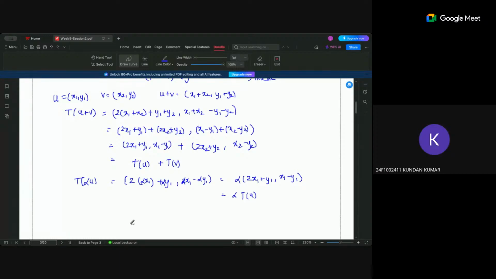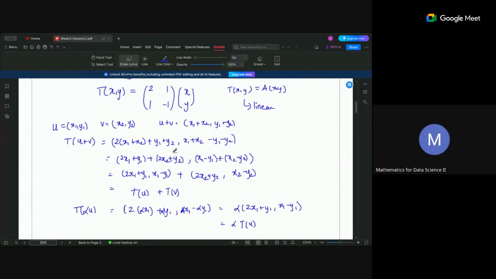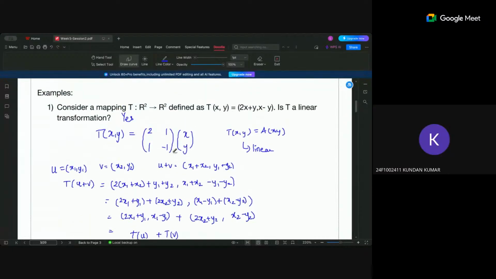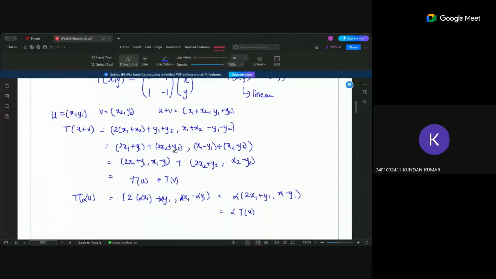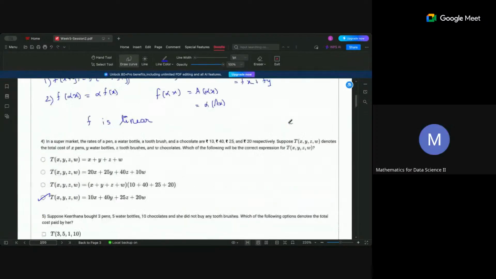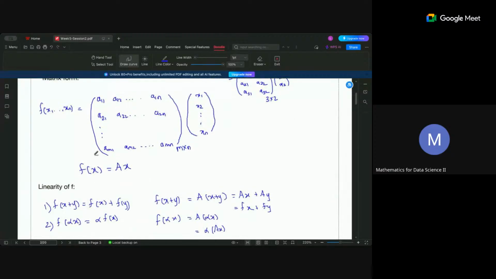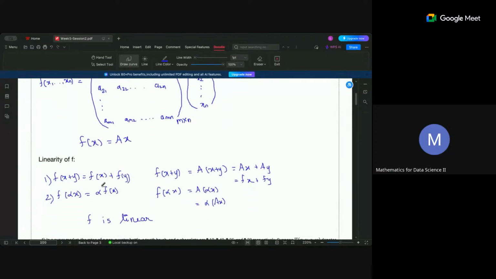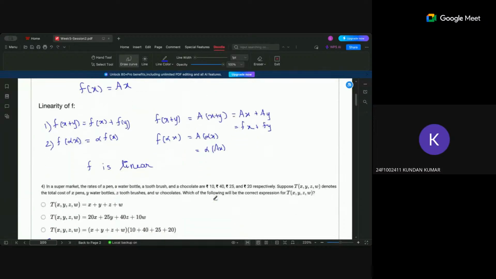Ma'am, above in the second line you have T of (x, y) equals A times (x, y). How did you conclude that this is linear? Because this is what we have proved here: if f of x is equal to Ax, then it is linear. We have already proved it, right? Okay, ma'am, got it.